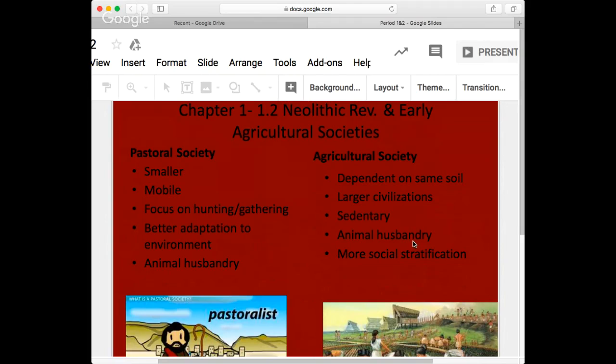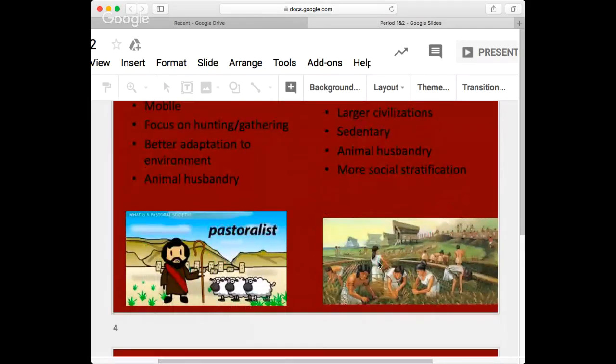Animal husbandry, so they were raising animals to then use them for food, etc. And they were, what's the word that I'm looking for? That'll come to me later. Anyways, and you had more social stratification. Because you had people settling, you had more wealthy people, more poor people, and your triangle becomes more intense as you have more social stratification.